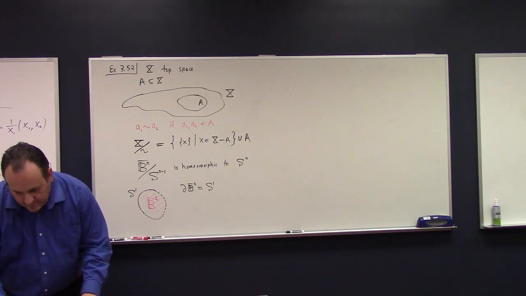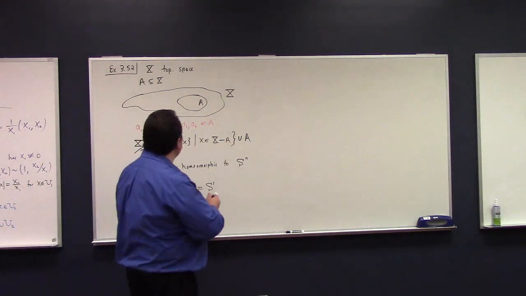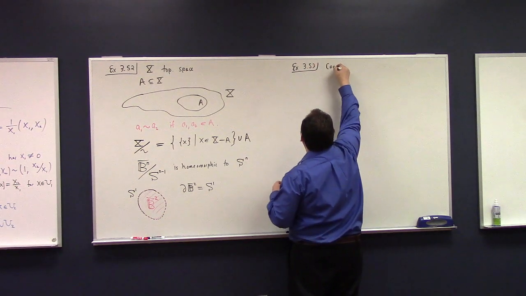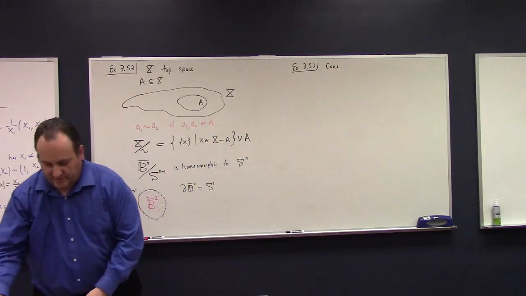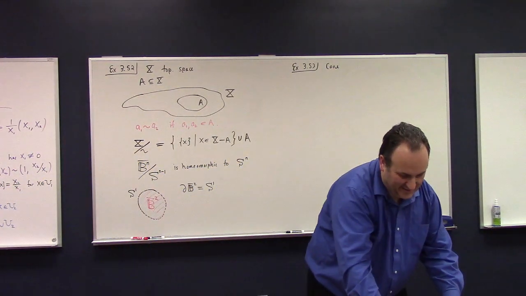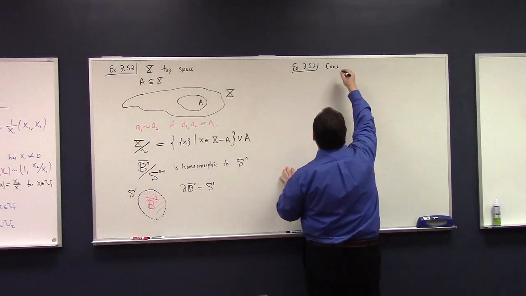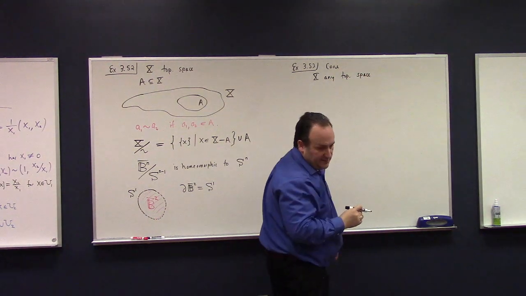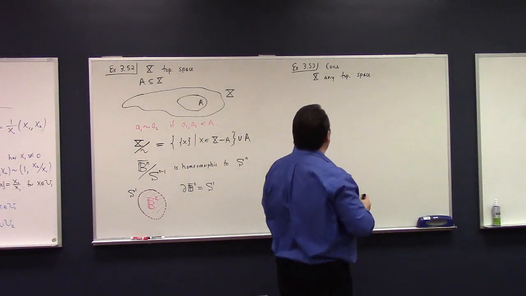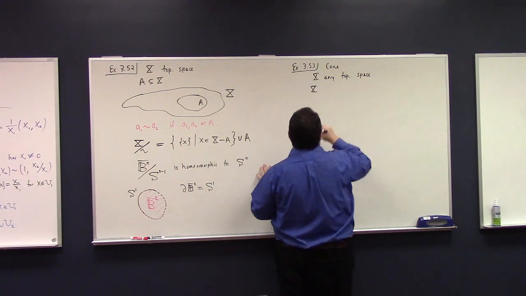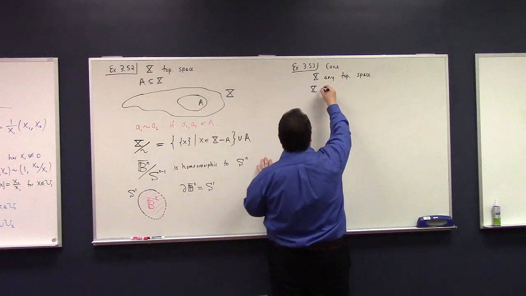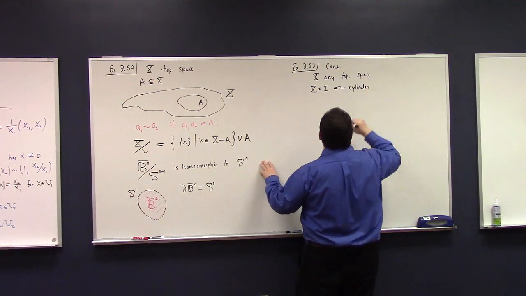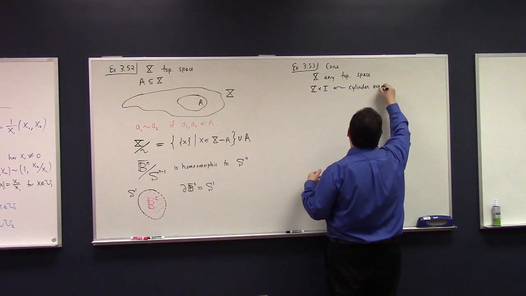All right, so the next example, example 3.53, is a cone. And this is a rather general cone. So if X is any topological space, one thing I should mention is if you take X and take the Cartesian product of X by I, this is what's called a cylinder. A cylinder over X, perhaps.